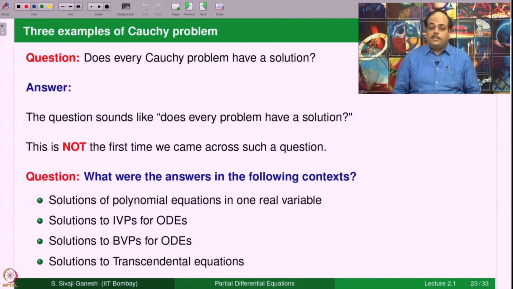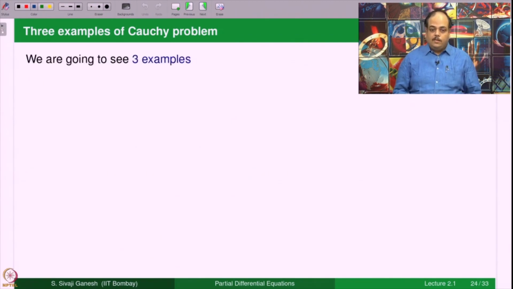Then solutions to transcendental equations, this is the most difficult one. It is not like polynomials. So, you have to worry, each separate equation is a different story. There are once again sufficient conditions. Now, let us see what the examples are.